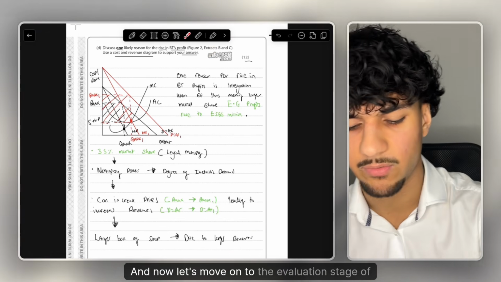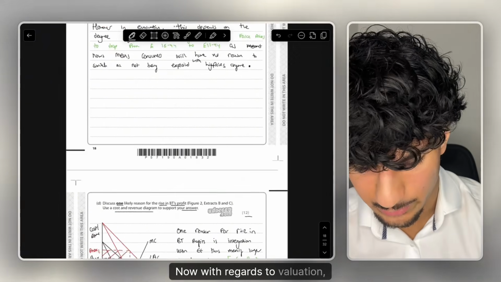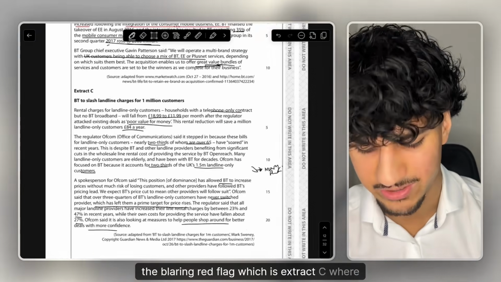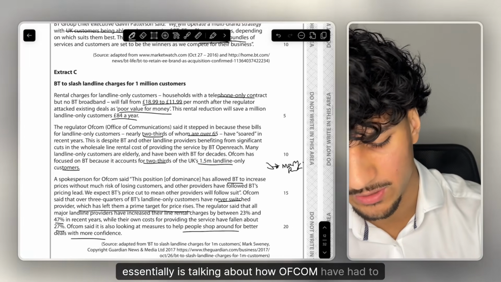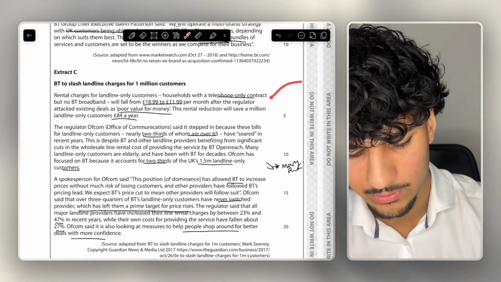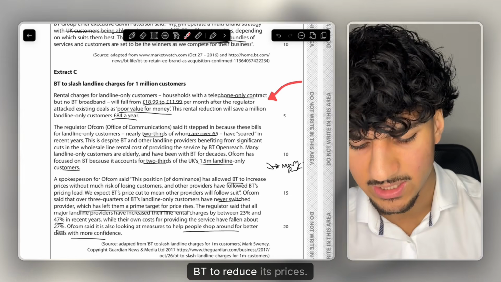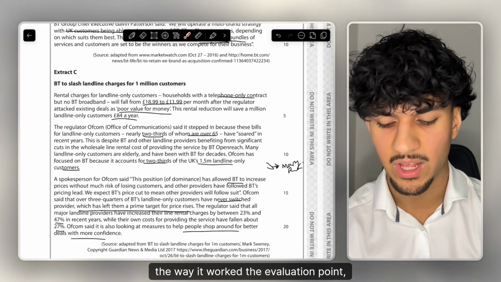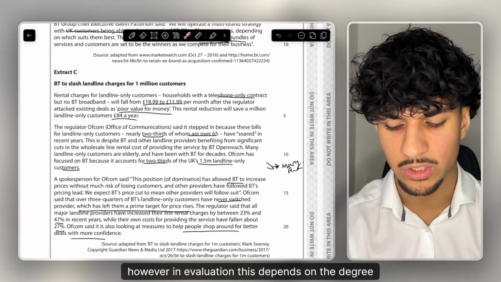And now let's move on to the evaluation stage of this paragraph. Now, with regards to evaluation, the main point, of course, that I'm going to mention is the blaring red flag, which is extract C, where essentially it's talking about how Ofcom had to step in and cause BT to reduce its prices. However, in evaluation, this depends on the degree of regulation.